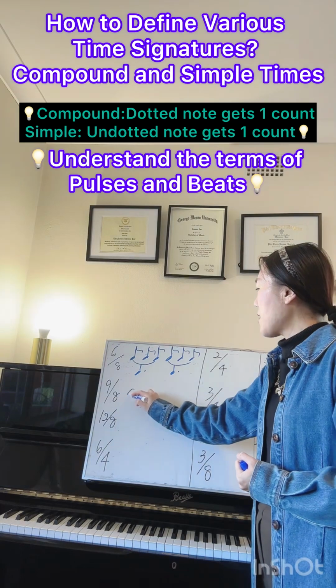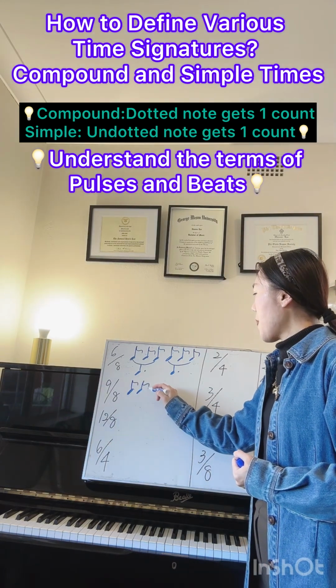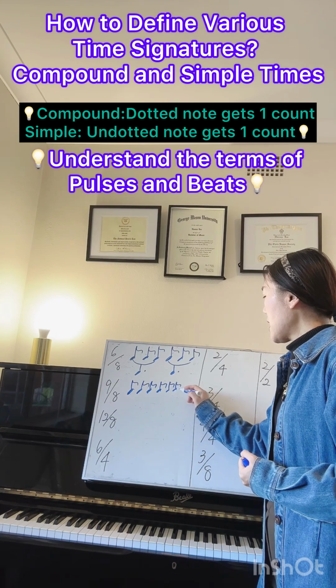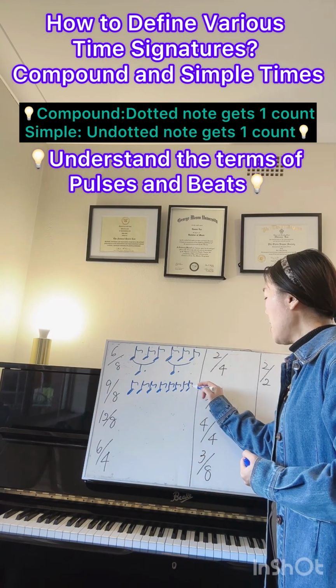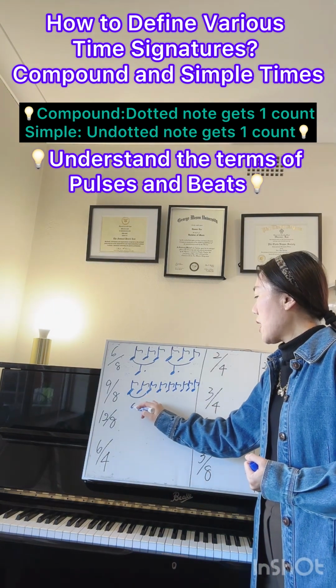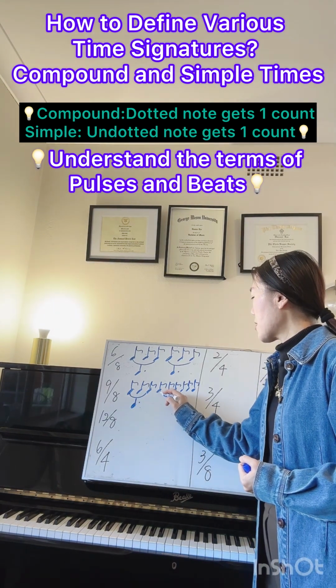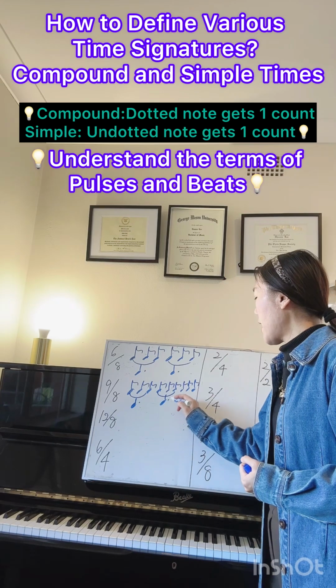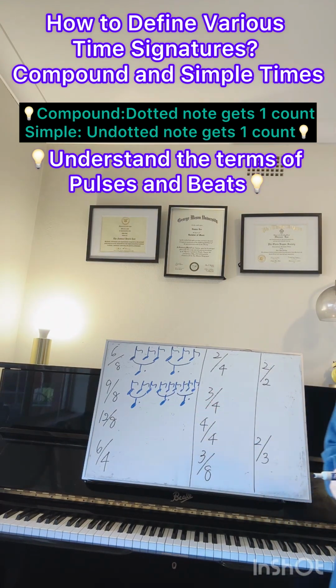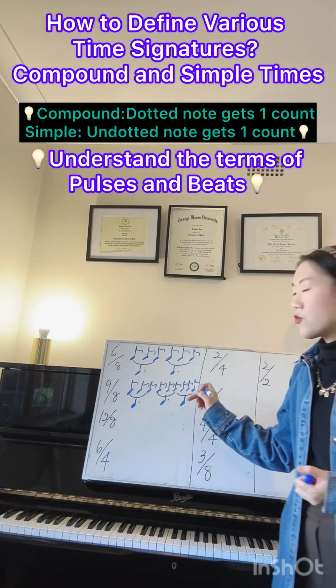All right, how about 9/8? 9/8 means there are 9 quaver pulses in each measure. When we define by the beats, we group 3 quavers into a dotted crotchet. How many of these do you have? 3. So there are 3 dotted crotchet beats in each measure. So that is compound triple.